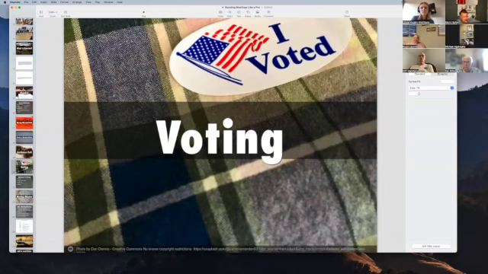Another one, can a member give a proxy to someone who is not an owner in the community? Yes, unless your bylaws restrict it. There's nothing preventing you from giving your proxy to your grandmother who lives in another state. You can give your proxy to anyone unless your bylaws say otherwise.